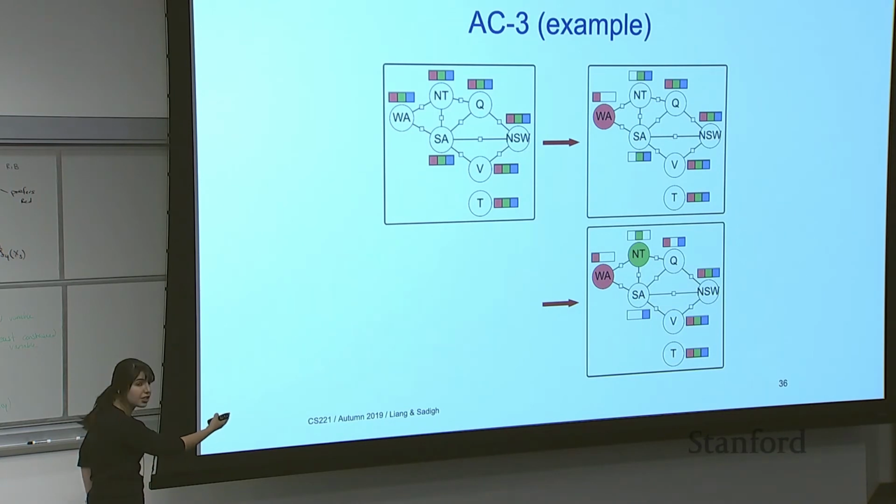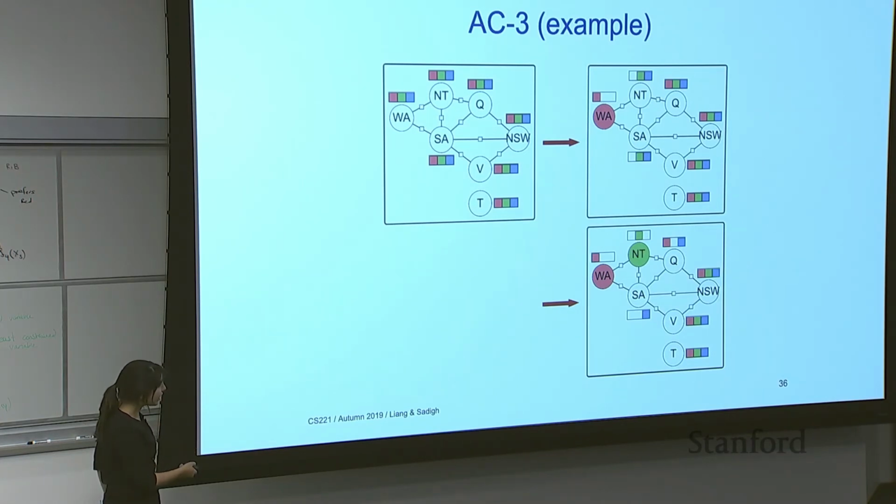Their domains have changed. So I actually need to look at them and then see how the domains of their neighbors are going to be affected. For example, I can look at SA, and I can see, well, SA is blue. The only way for SA to be consistent with the rest of these guys is that they don't have any blue in them. So I'm going to remove blue from Q, NSW, and V, because they cannot have blue for these two to be consistent.